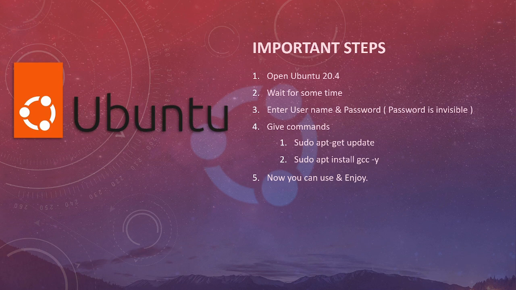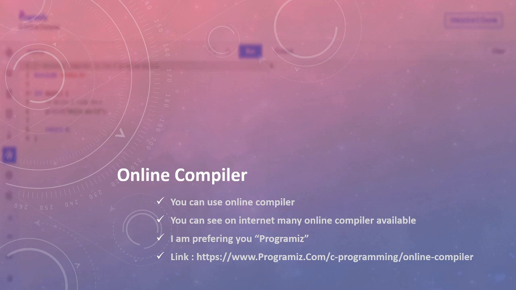And then, if you are using Windows 7 or 8 and you are not able to install this Ubuntu application, then you can use an online compiler. There are so many online compilers if you search on the internet, but I am recommending Programiz and the link is given here. You can go directly through this link or you can search Google for online compiler. There you can see Programiz. It is the first or second option.